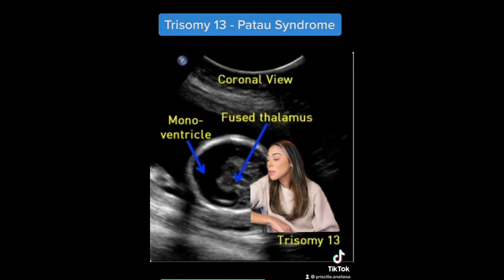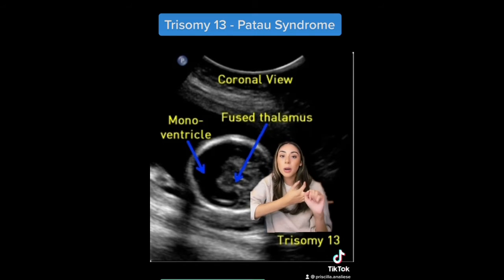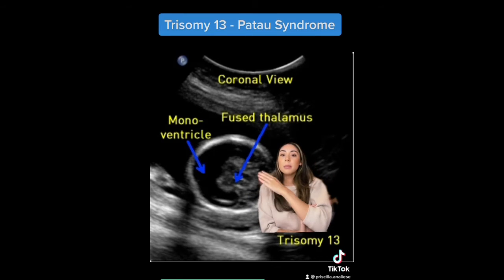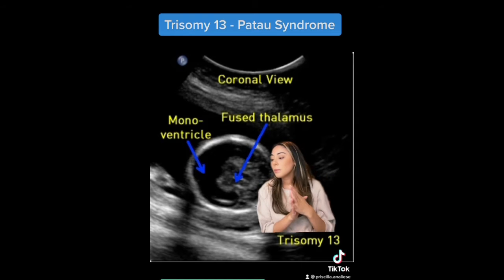There are 3 forms of this type of abnormality, which are alobar, semilobar, and lobar. But we're just going to be talking about alobar, and that is exactly what you see in this image here. The thalamus basically is fused together. Again, they're supposed to be left and right. This is the most severe type, and the prognosis is poor.